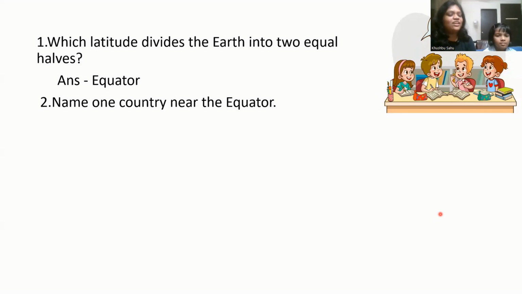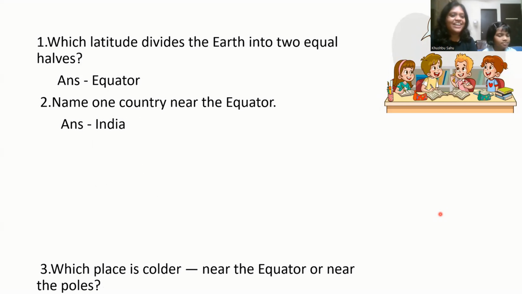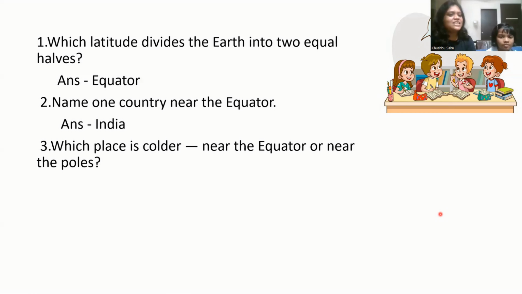Now, second question. Name one country near the equator. Our country, India, is also near the equator. Wow, it's also correct. Now, third. Which place is colder, near the equator or near the poles? Near the poles because the North Pole and South Pole don't get so much sunlight. Let's see the answer. Perfect.